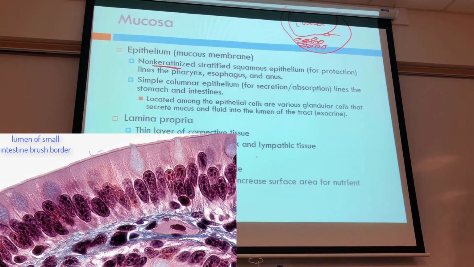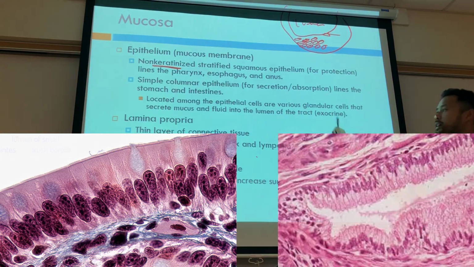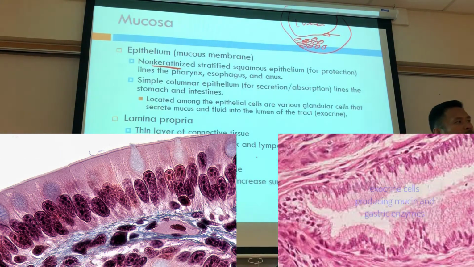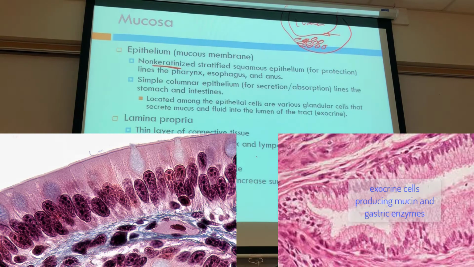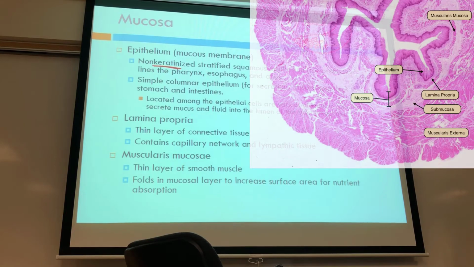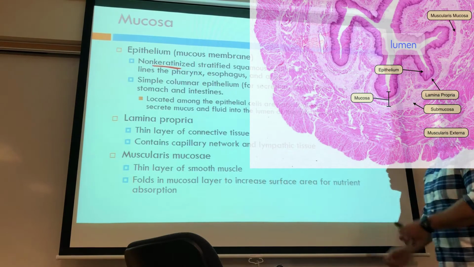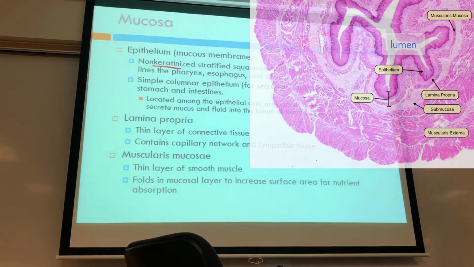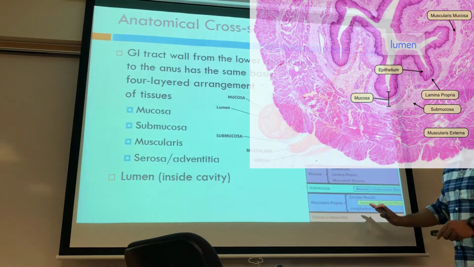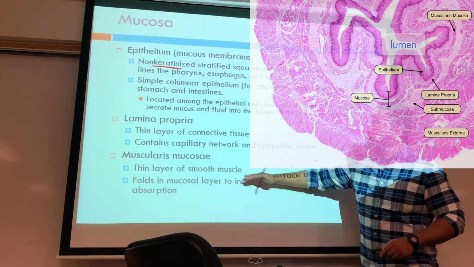And then embedded within those epithelial cells, you'll start to see other glandular cells that have exocrine function. These are things that they're going to be secreting into the lumen of that alimentary canal. The layer beneath is just a bunch of connective tissue. Again, we'll look at that later, where we have our capillary network that's going to feed and provide nutrients to the mucosal layer. The muscularis mucosae is a layer within the mucosa itself. This is not the muscularis that you see, which is the third layer. This is the sublayer within the mucosa.